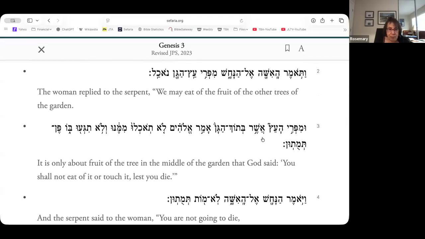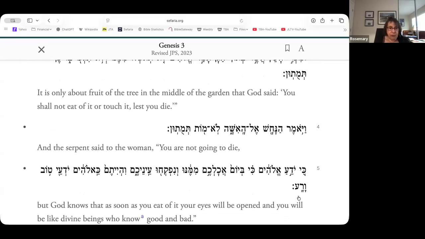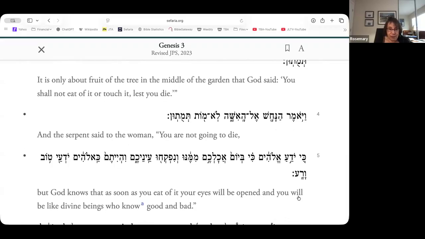It is only about the fruit of the tree in the middle of the garden that God said, 'You shall not eat of it or touch it, lest you die.' And the serpent said to the woman, "You are not going to die, but God knows that as soon as you eat of it, your eyes will be opened, and you will be like divine beings who know good from bad."